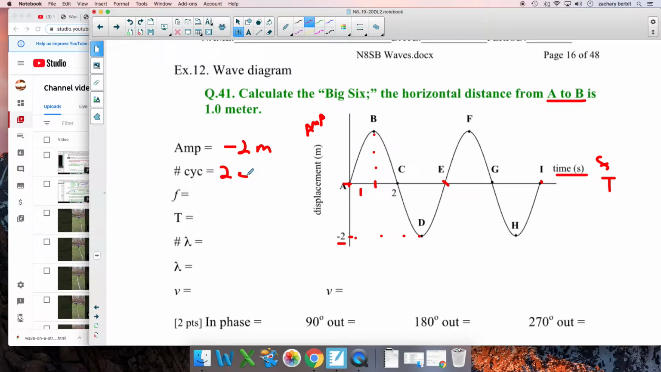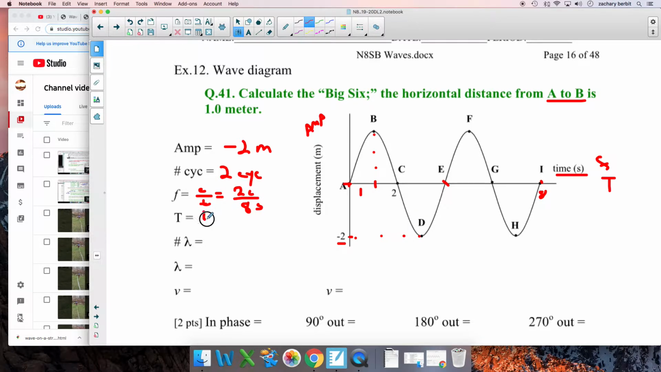2 cycles. What is the frequency? Remember your 3-word definition. Cycles per time. I prefer to write cyc, but it's a little hard to write here. So what we see here total, there are 2 cycles per the time. Well, actually, here's the time axis. We see at point C it's 2 seconds, which means over here is 4, 6. The total time here is 8 seconds. So 2 cycles per 8 seconds, which is 0.25 hertz, or 1/4 of a hertz.